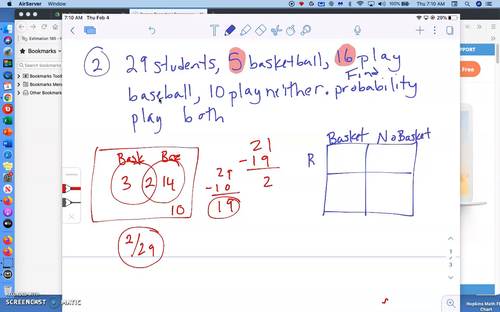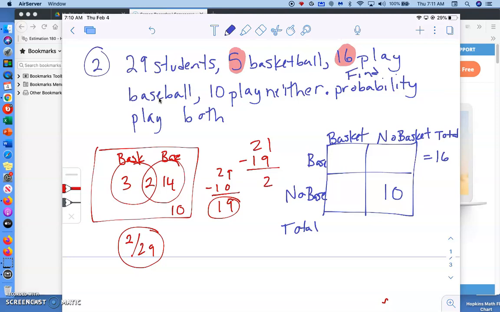You could play baseball or you could play no baseball. And so the number that we know is that 10 play neither. So we know that 10 needed to go in this box. Now on the outside of all these, we can write our totals. So we know that 16 play baseball, so I'm going to put this row has to equal 16.